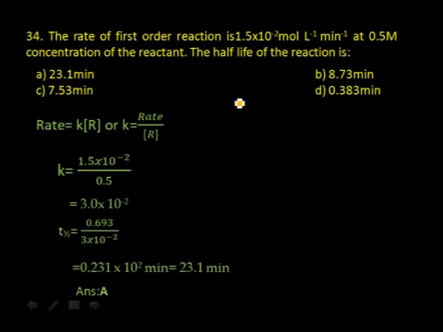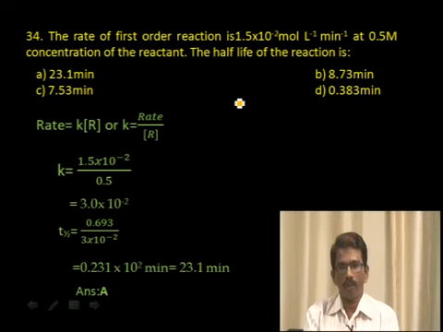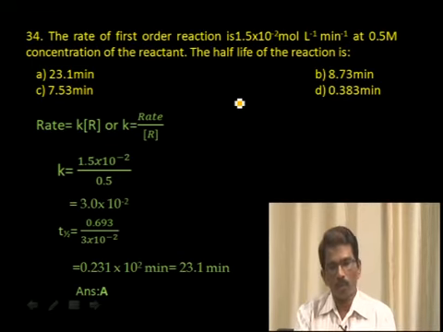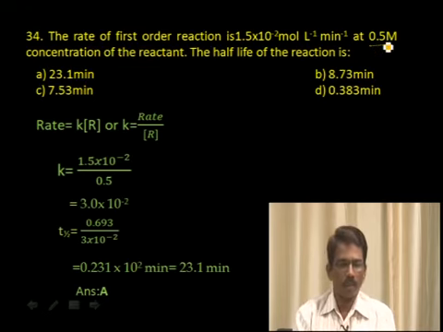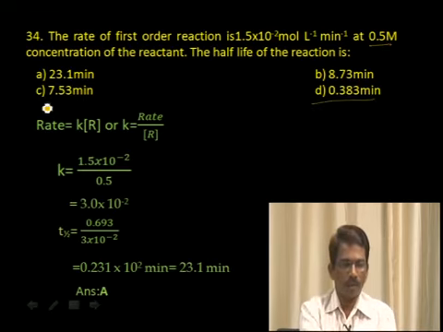When we move on to question number 34, the rate of a first order reaction is given as 1.5 into 10 to the power minus 2 mole per liter per minute at 0.5 mole concentration of reactant. The half life or T half of the reaction you have been asked to calculate. The options are 23.1 minute, 8.73 minute, 7.53 minute and 0.383 minute.